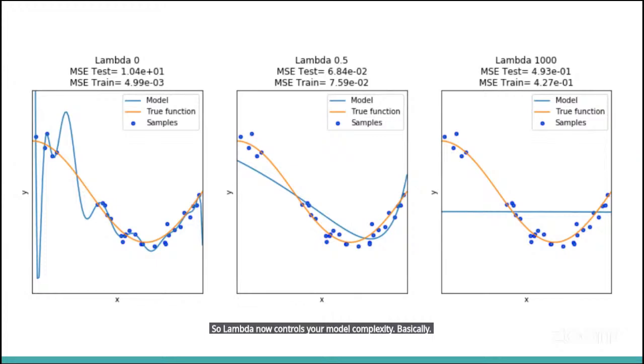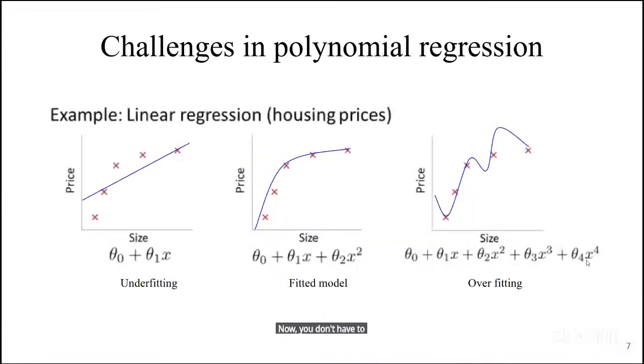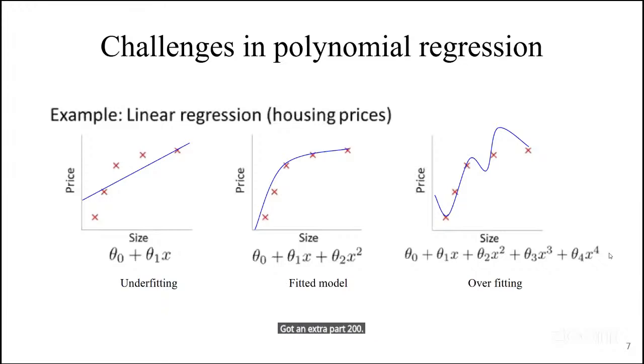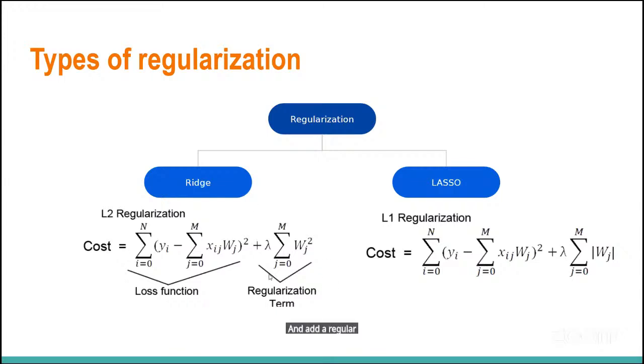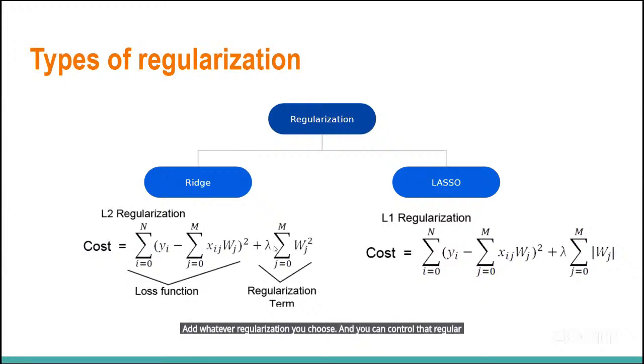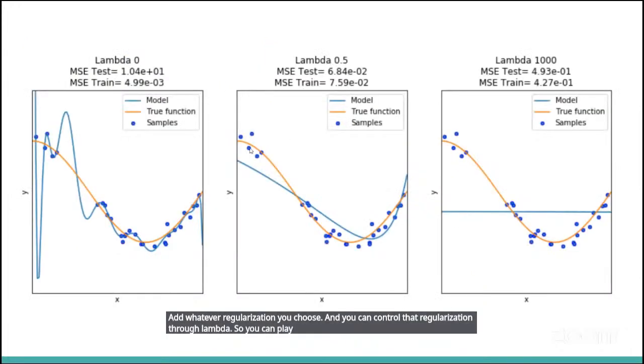Now you don't have to worry about whether you should stop at x to the power 7, x to the power 10, x to the power 100, or whatever you want to choose. Choose a very complex model like x to the power 200. Go till x to the power 200 and add a regularization term, either a ridge regularization or a lasso regularization. Add whatever regularization you choose, and you can control that regularization through lambda. So you can play with lambda and see which lambda fits the dataset properly.